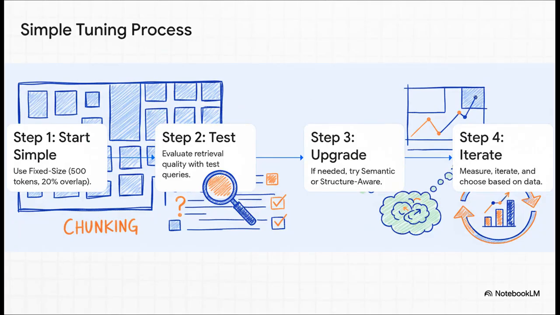And here is your process for tuning. Don't overcomplicate it. Start simple. Go with a standard fixed-size approach, 500 tokens, 20% overlap. Then, test it. Run some real-world queries against it and see how it does. If the quality just isn't there, then you can upgrade to a more intelligent strategy. Always let data, not what you think might work, guide your decisions.